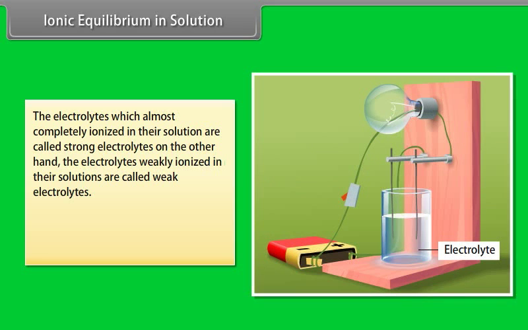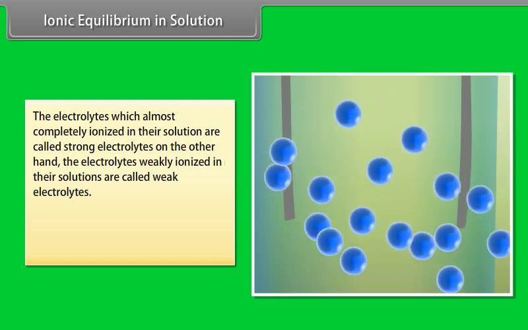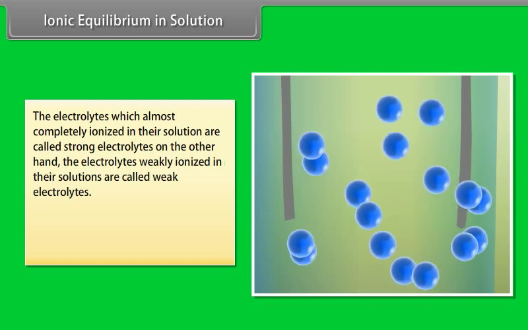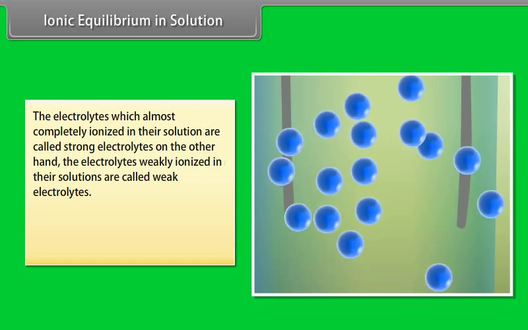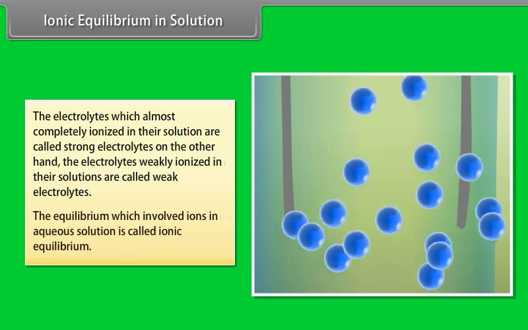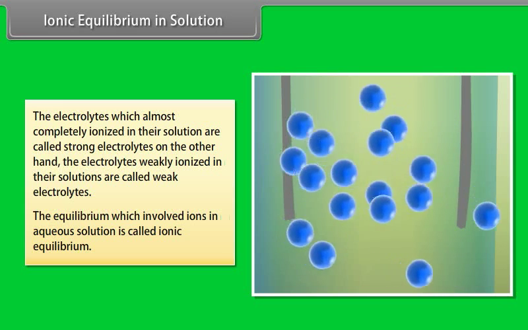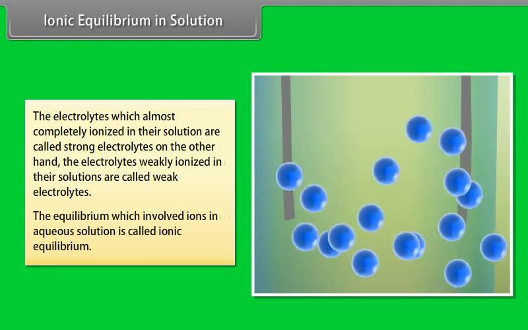The electrolytes which almost completely ionized in their solution are called strong electrolytes. On the other hand, the electrolytes weakly ionized in their solutions are called weak electrolytes. The equilibrium which involved ions in aqueous solution is called ionic equilibrium.